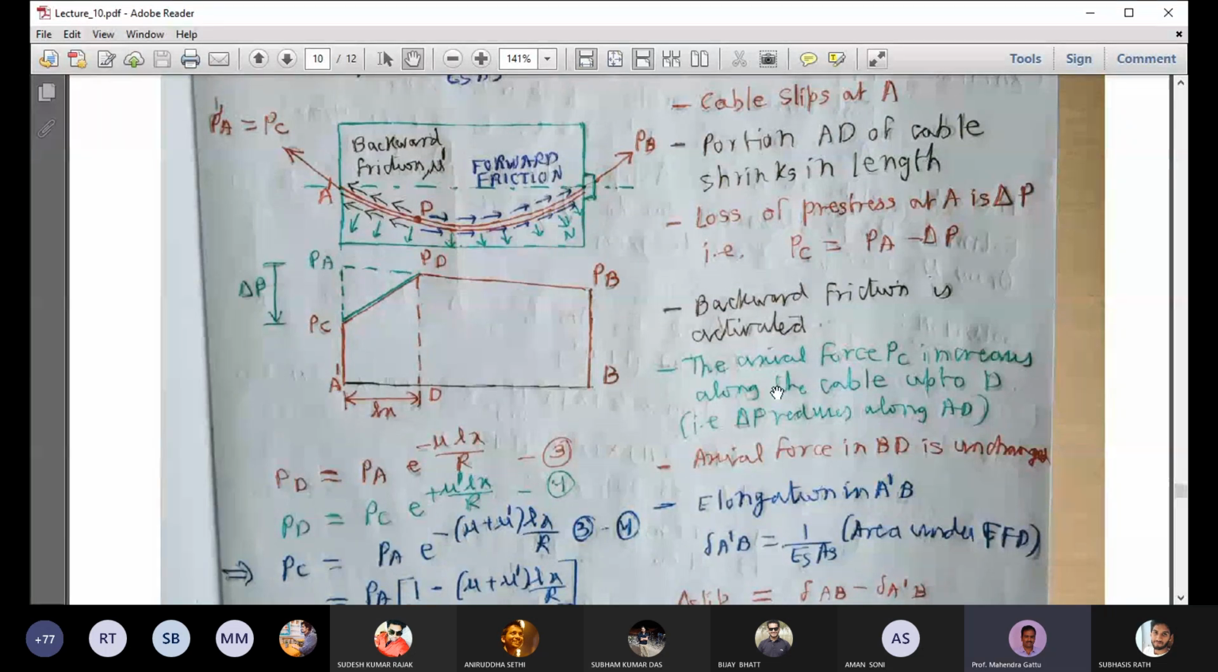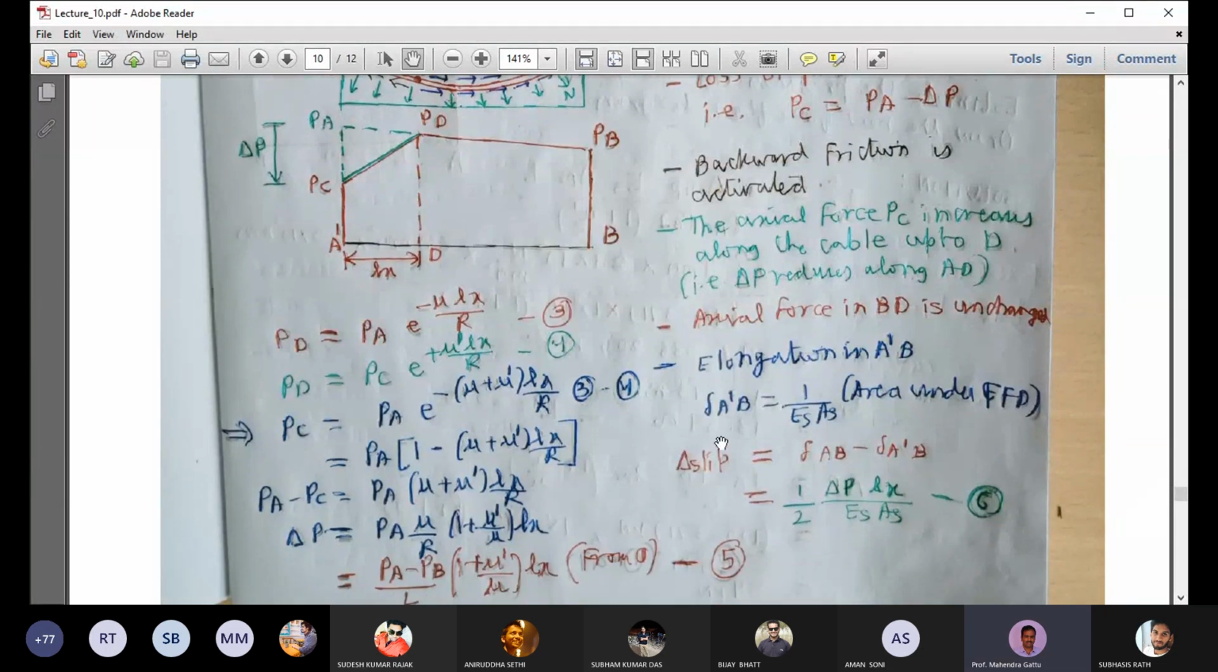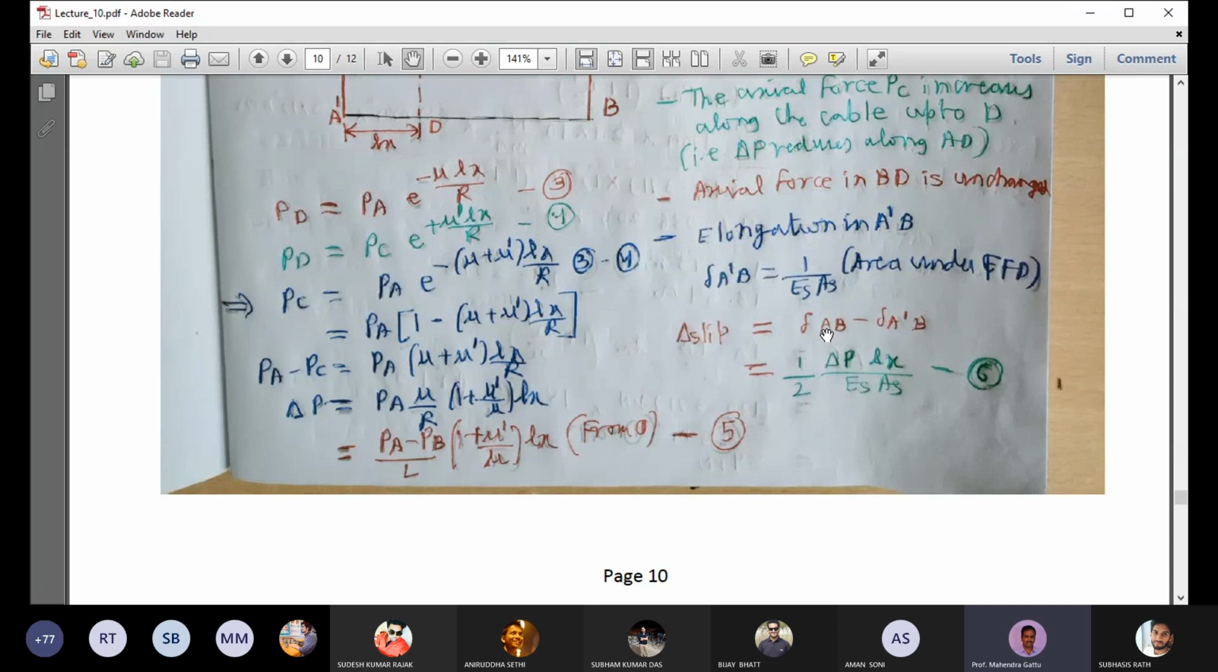Okay. So the same thing we use. So the delta slip value is equal to elongation of AB minus elongation of A prime B. So that is the area of the triangle divided by ES/AS. So area of the triangle is half delta P into Lx by ES/AS. Okay. So that is the slip which is occurring at A. So this, let's write that as equation 6.